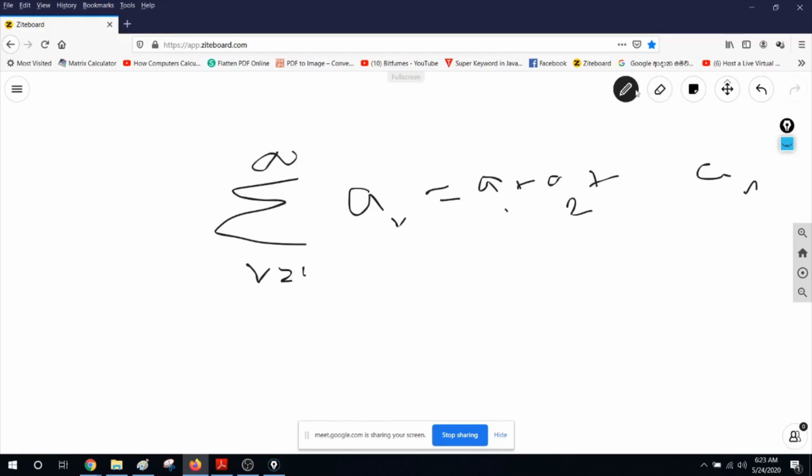And if it is infinity here, then it becomes an infinite series. Then there is no last n term; it keeps going forever. That is how we define an infinite series.